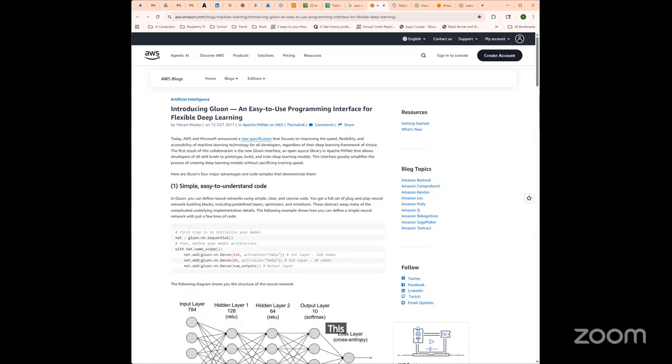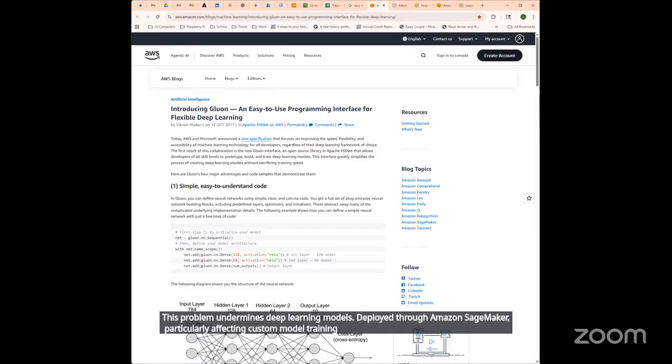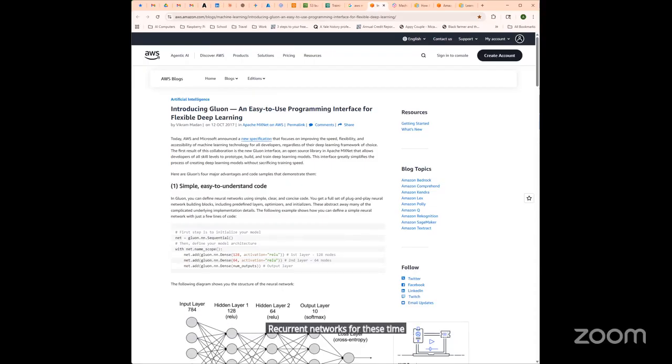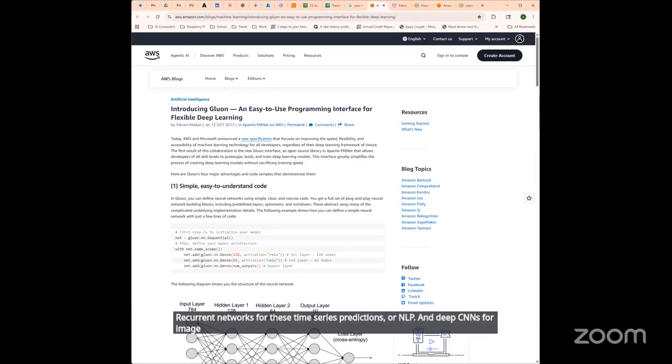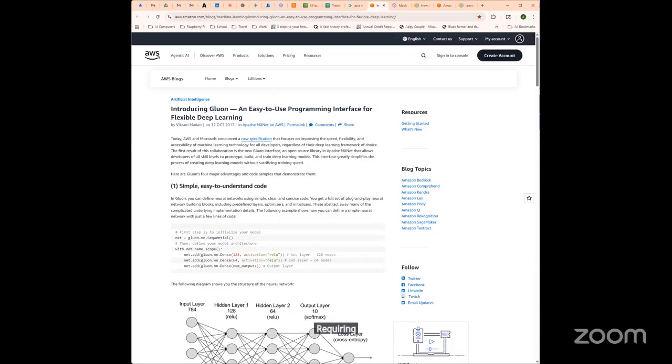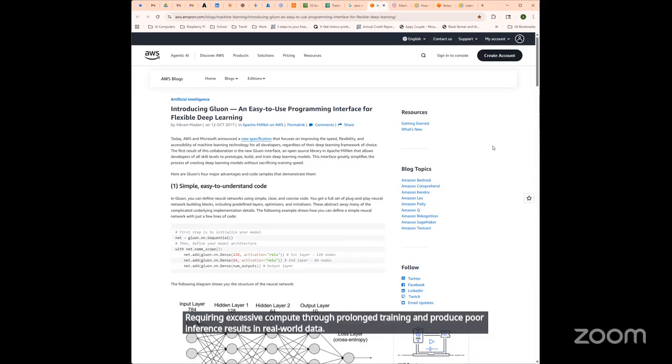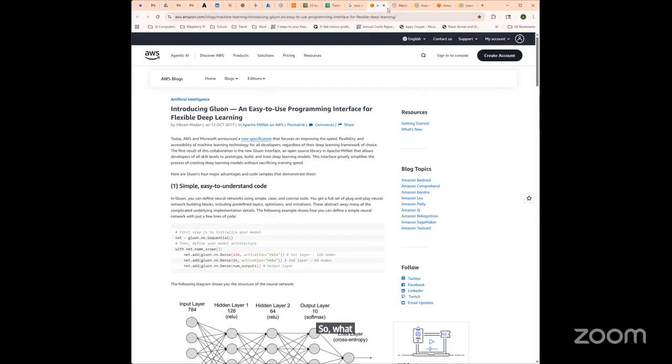This problem undermines deep learning models deployed through Amazon SageMaker, particularly affecting custom model training using TensorFlow or PyTorch containers. It affects recurrent networks for time series predictions or NLP, and deep CNNs for image recognition. In production, models with vanishing gradient issues fail to learn complex representations, requiring excessive compute through prolonged training, and produce poor inference results on real-world data. So, what are the solutions?